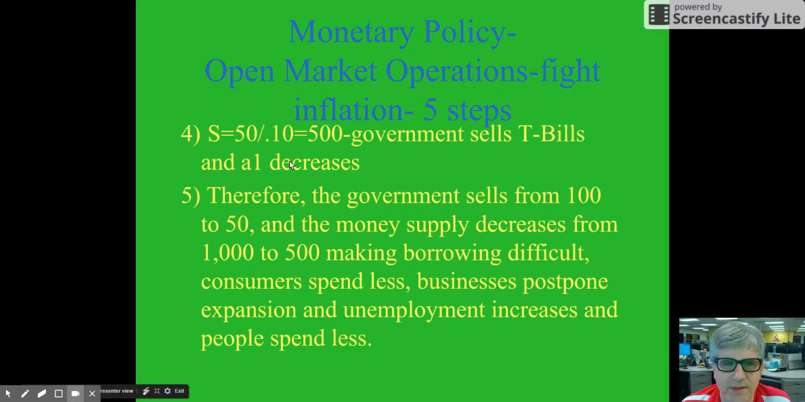Government sells T-bills and A1 decreases. Therefore, the government sells T-bills from 100 to 50. Money supply decreases from 1,000 to 500, making borrowing difficult. Consumers spend less. Businesses postpone expansion. Unemployment increases, and people spend less.